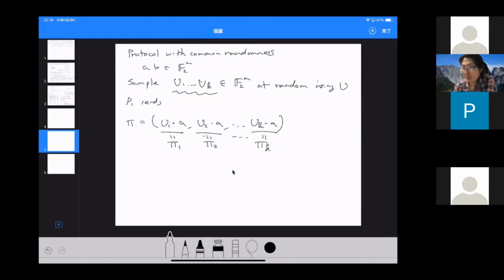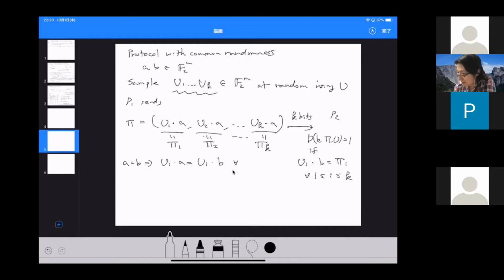So P1 sends a k-bit message to P2. And P2 outputs 1 if the inner product of Ui and B coincides with pi i for every i between 1 through k. So this is the protocol. If A equals B, then the inner product of Ui and A must coincide with the inner product of Ui and B for every i. So in this case, P2 can correctly compute the value of the equality function.